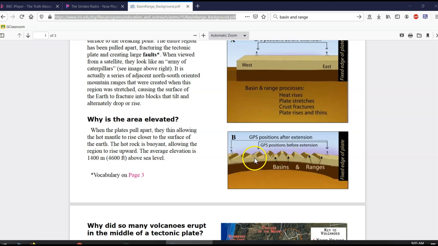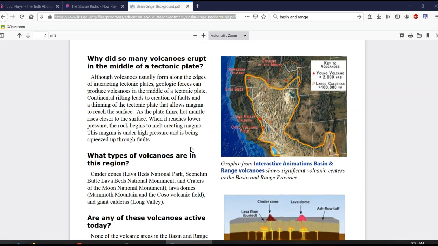Now, this also thins the crust, and so it's easier for the mantle underneath to be pushing on that part of the crust because it's thinner than the surrounding crust. And so it gets a really high elevation because of that. All right.